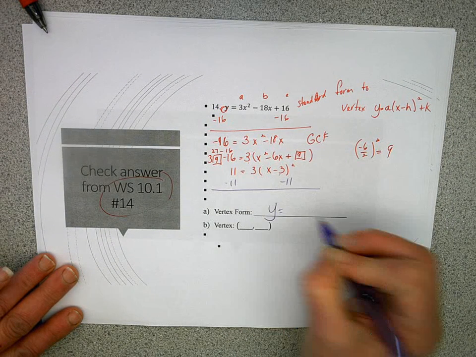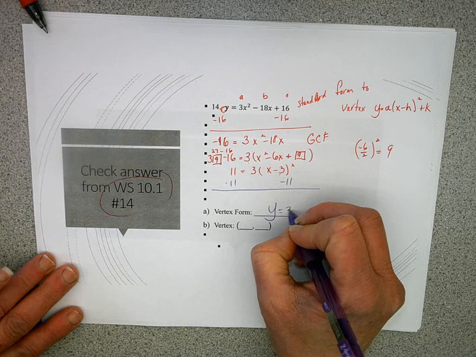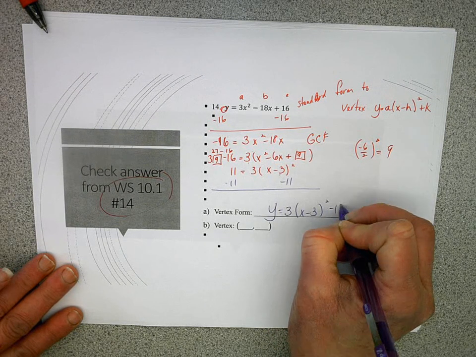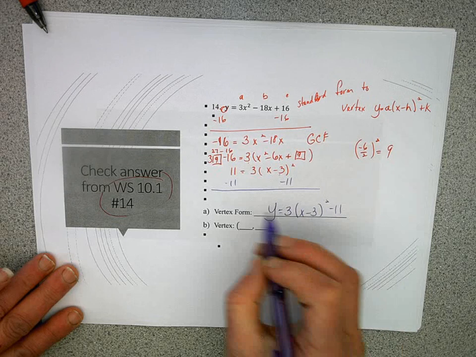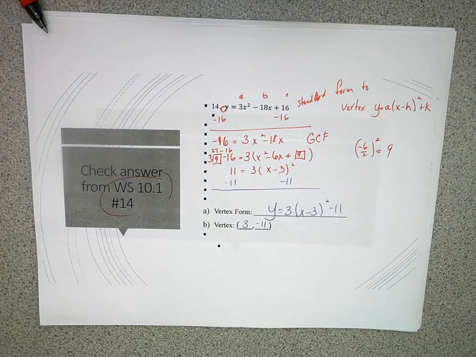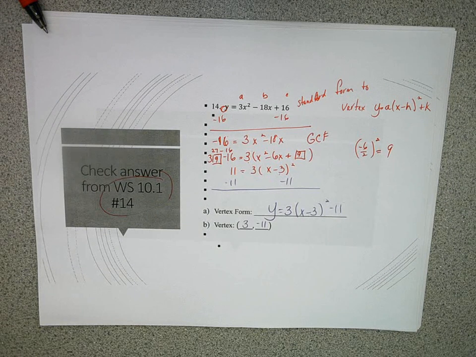And for it to be in a form, it has to be an equation, you have to have an equal sign and a y and an x. And that's your answer. And then from there you could tell your h is 3 and your k is negative 11.